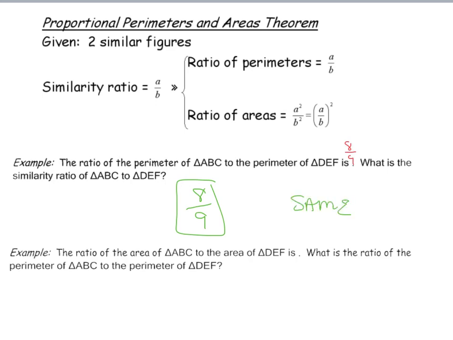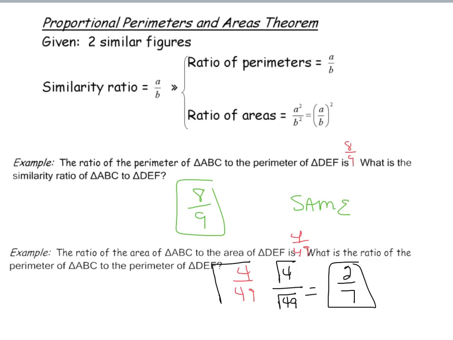The next one says that the ratio of the areas of these two triangles is, and I'm going to fill it in for you, 4 to 49. What's the perimeter ratio? Well, remember, if I have the similarity or the perimeter ratio, I would have to square it to get the area. So if I have the area, 4 over 49, to go backwards, I would have to take the square root. The square root of 4 over the square root of 49 gives me a perimeter ratio of 2 to 7. It's just that easy. All you have to do is remember these rules up here.